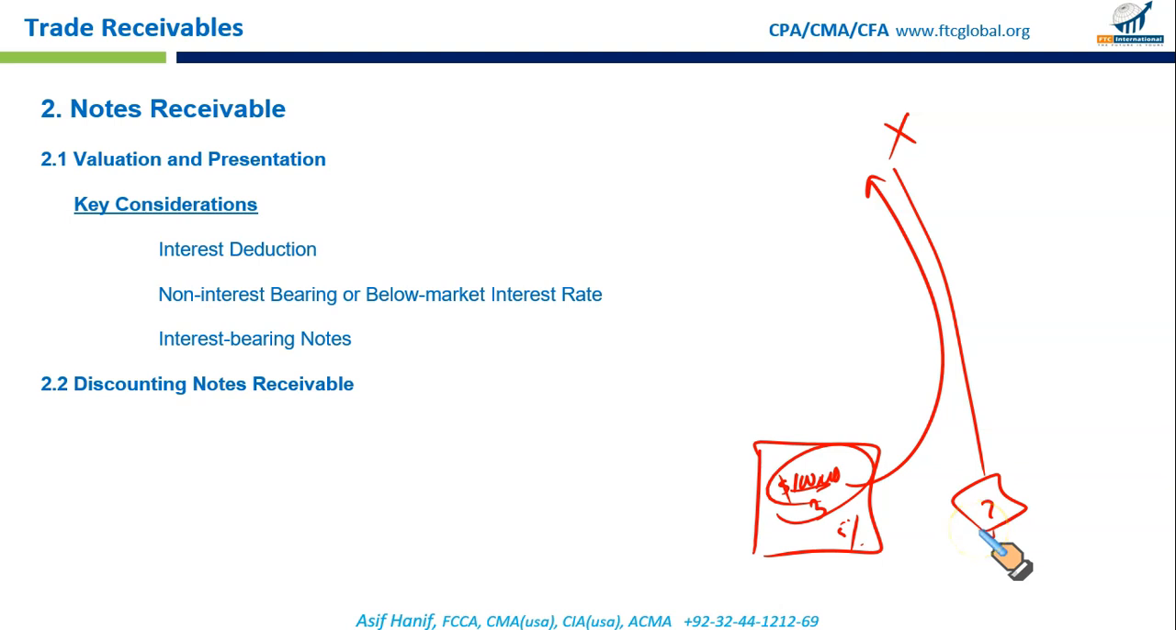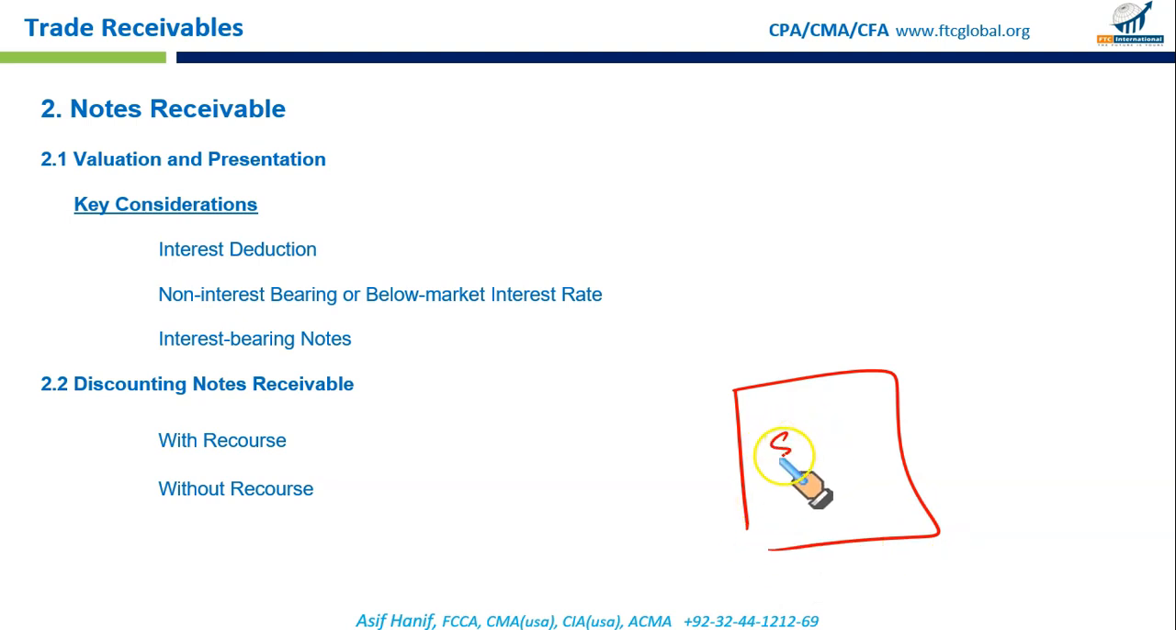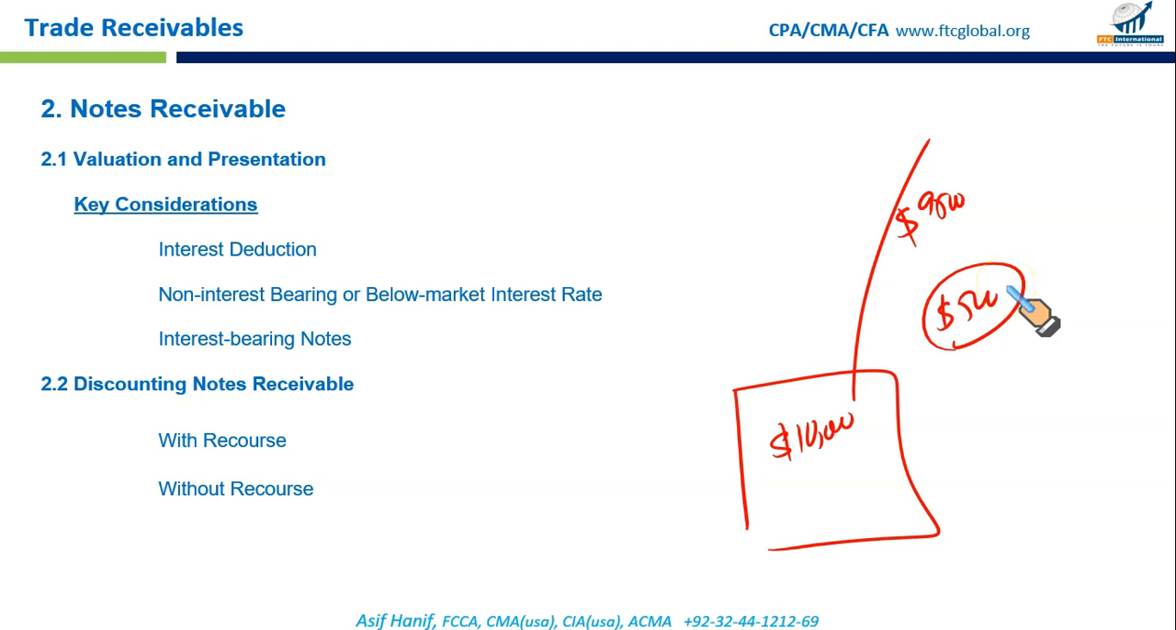So there are two ways to do it: with recourse, without recourse. Let's see the example in extended detail. Let's say you hold a note worth $10,000 maturity value, and you sell it to the third party for $9,500. This $500 is the discount. We will see an extended example of how it is calculated.